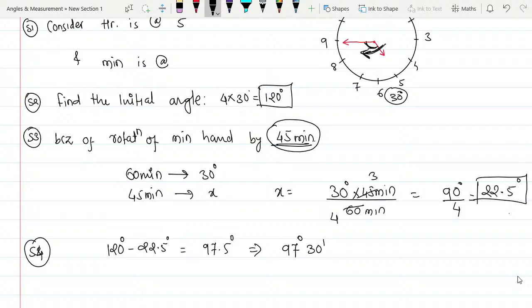Subtract Rohit, very good beta, very good. Okay, so we'll get as a 97 degree and 30 minutes as the measure of angle in between these two.